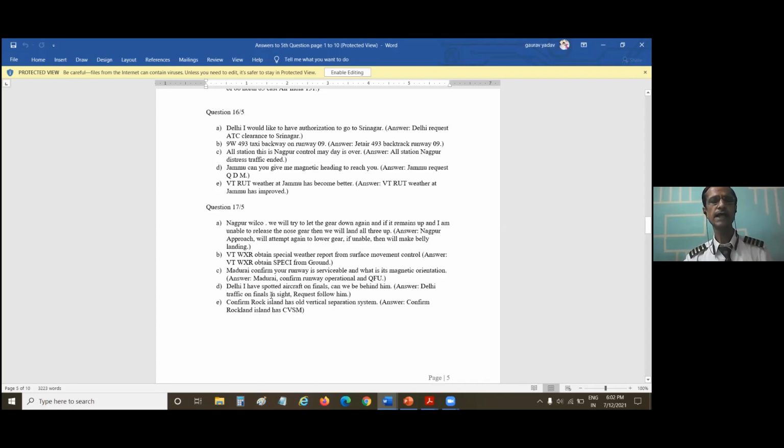Why are Q codes there actually? Because instead of speaking out a long sentence, you can just say Delhi request Quebec Foxtrot Uniform. The moment you say that, Delhi will know you want QFU, the magnetic direction of your runway, no need to ask at length. You just say request QFU and he will say 0927. Very short. To make it short, certain sentences are given Q codes.